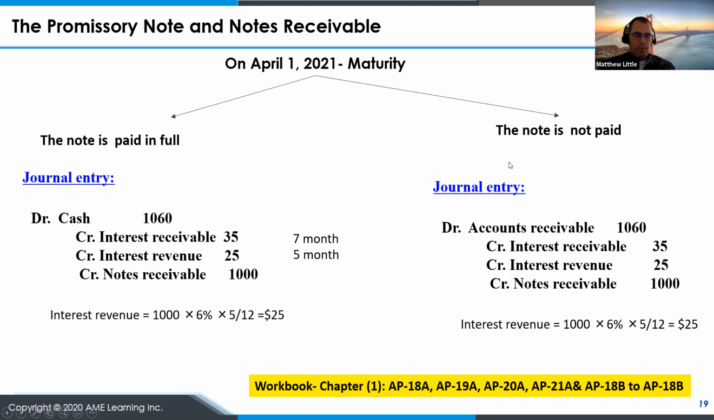If the note is not paid, but the note is mature, we now need to move it back to an aged AR. So similarly, you still need to get rid of the interest receivable, still need to earn the interest revenue, still need to get rid of the note receivable of $1,000. But instead of going to a debit to cash, it's a debit back to AR for that customer of $1,060. So the note's matured, it's gone, it's done, it's dealt with, but now the customer still owes us $1,060.